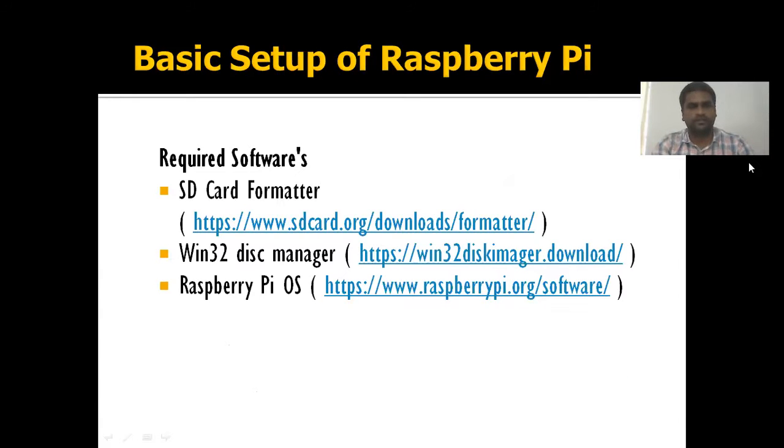Before installation, we need to format our SD card using the SD card formatter software. We need to download SD card formatter, followed by Win32 Disk Imager, and also we need to download Raspberry Pi OS. These are the links. So I'm navigating directly to the links. First we need to download the SD card formatter.